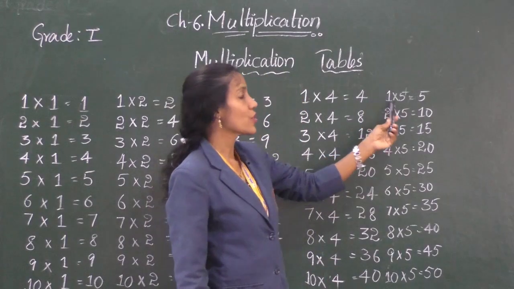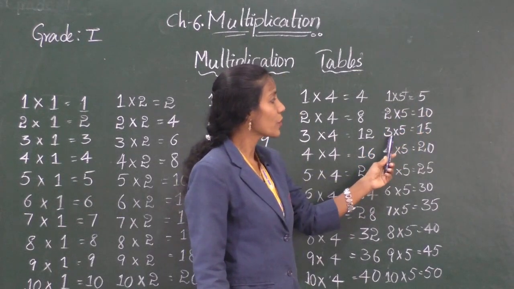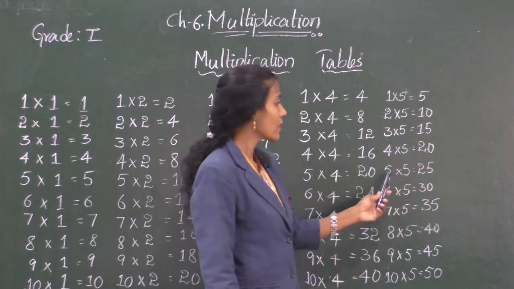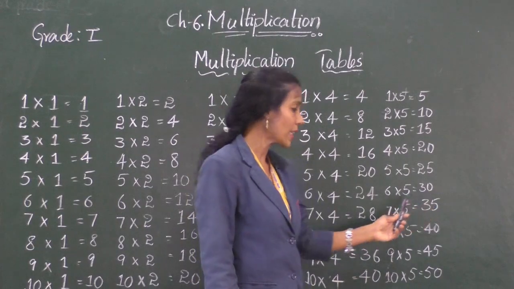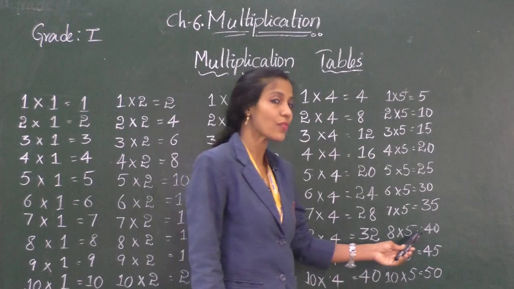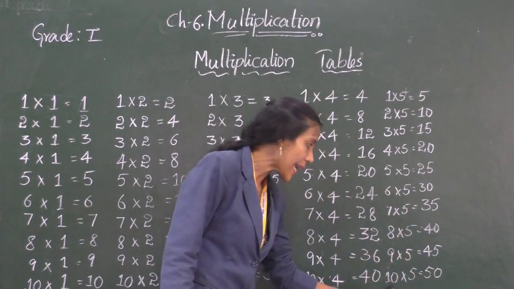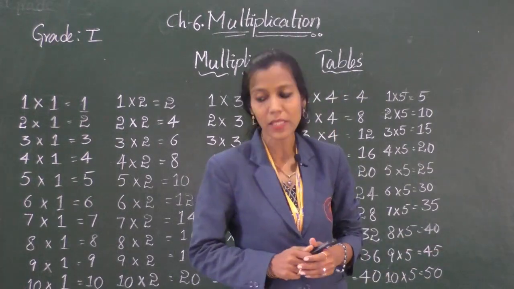So it will be 1 into 5, 5, 2 into 5, 10, 3 into 5, 15, 4 into 5, 20, 5 into 5, 25, 6 into 5, 30, 7 into 5, 35, 8 into 5, 40, 9 into 5, 45 and 10 into 5, 50. So we're done with our 5's table.